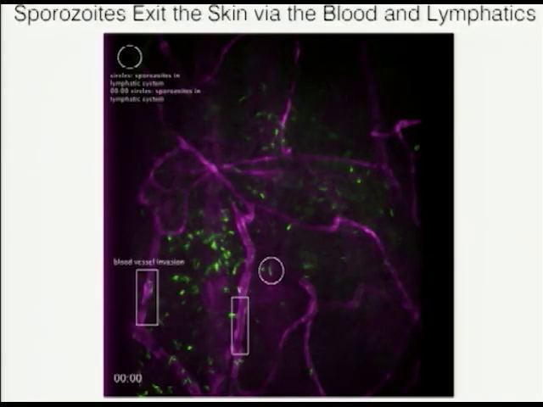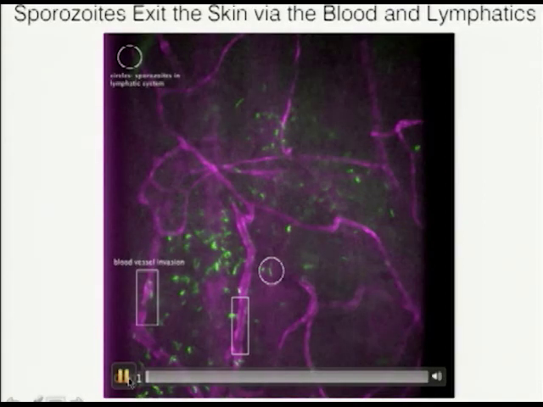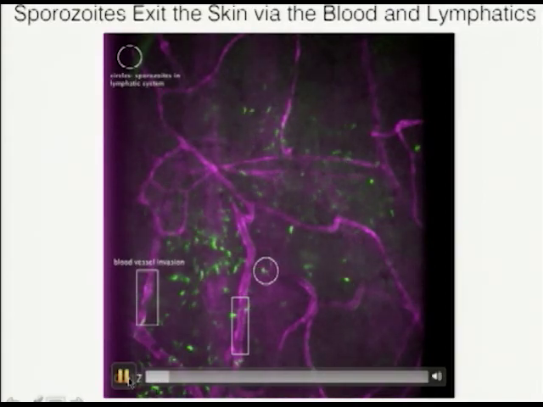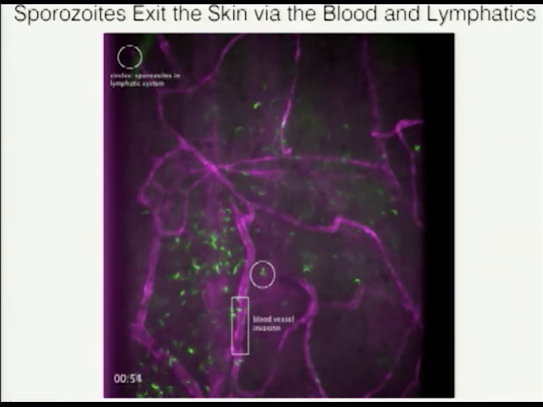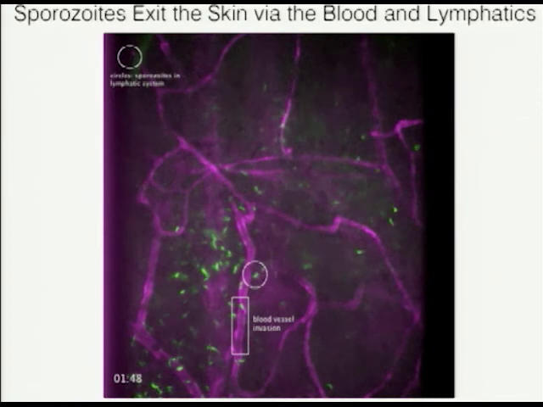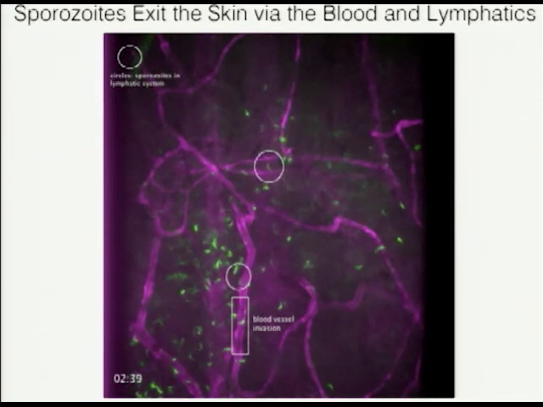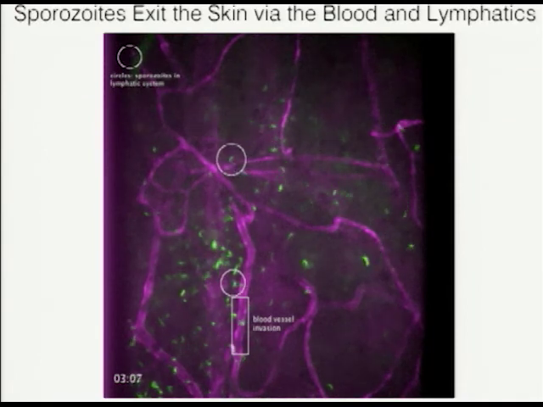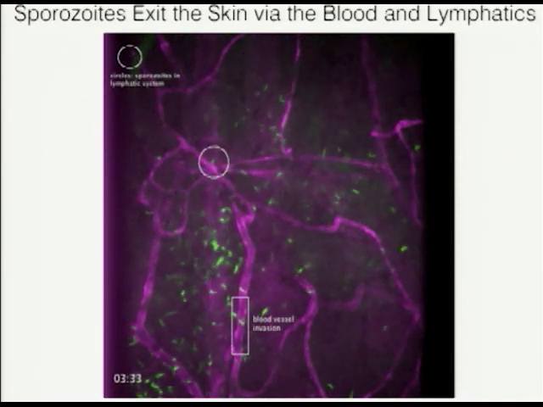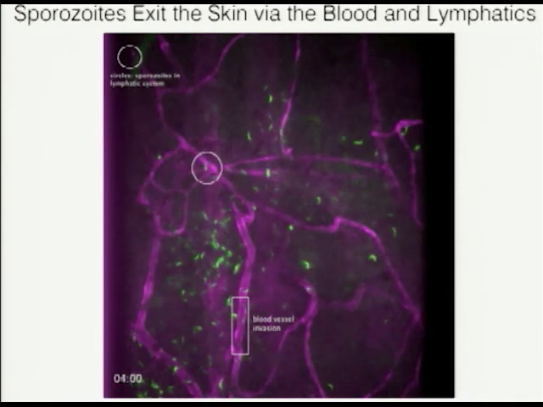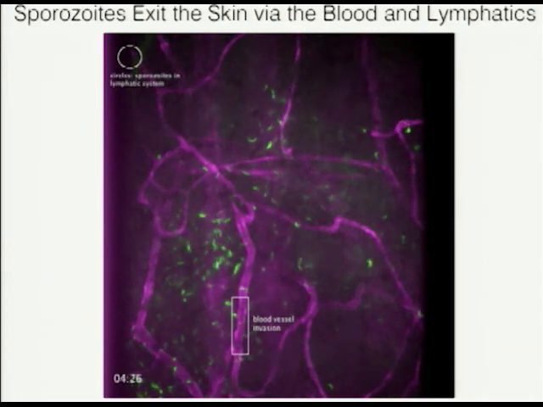And here's another movie from Christine, where you can see sporozoites entering the blood vessels. So here's a sporozoite, and it's definitely not coming off the vessel. It probably recognizes that it's in the right place, and it does seem to take time for this, and then boom, it goes.